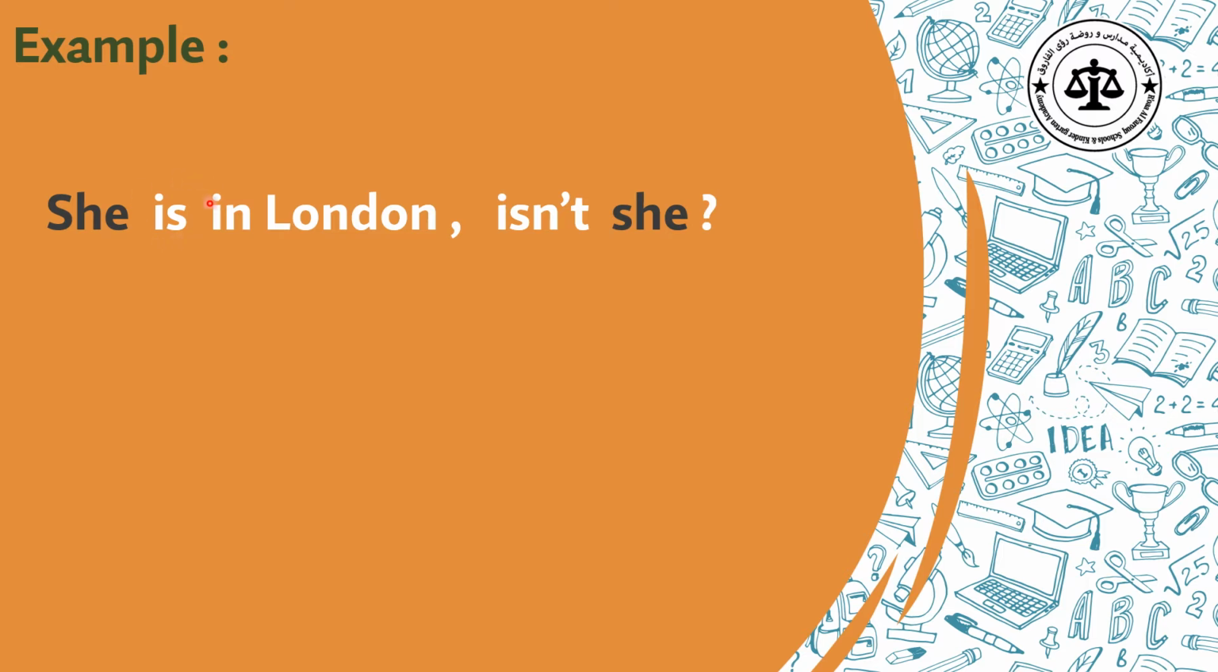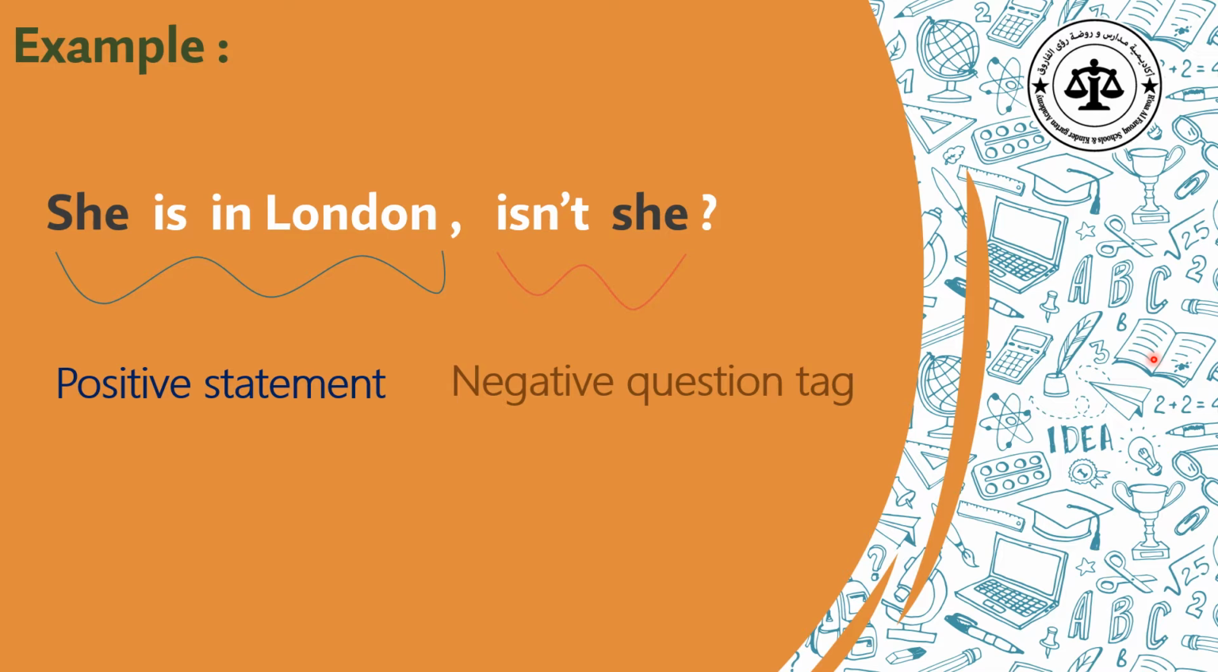But look, here we have is and here isn't. So what? This sentence is a positive statement, جملة مثبتة. Positive statement. But isn't she? It's a negative question tag.